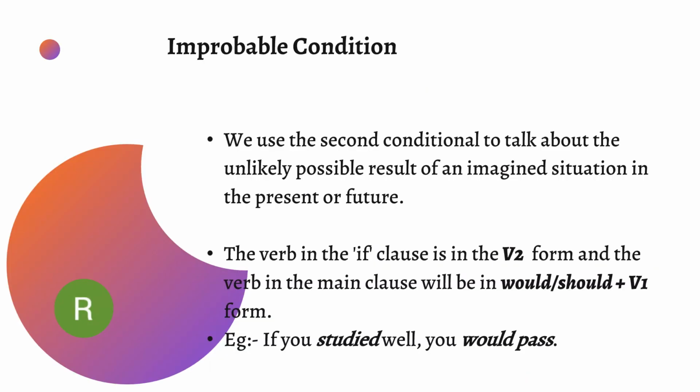The second one is improbable condition. In this improbable condition, the imaginary situation is very difficult to happen, whether it is in the present or future. Let's analyze the verb form. In the if clause, the verb will be in the V2 form or simple past form, and the verb form in the main clause will be would or should plus V1 form. If you studied well, you would pass.